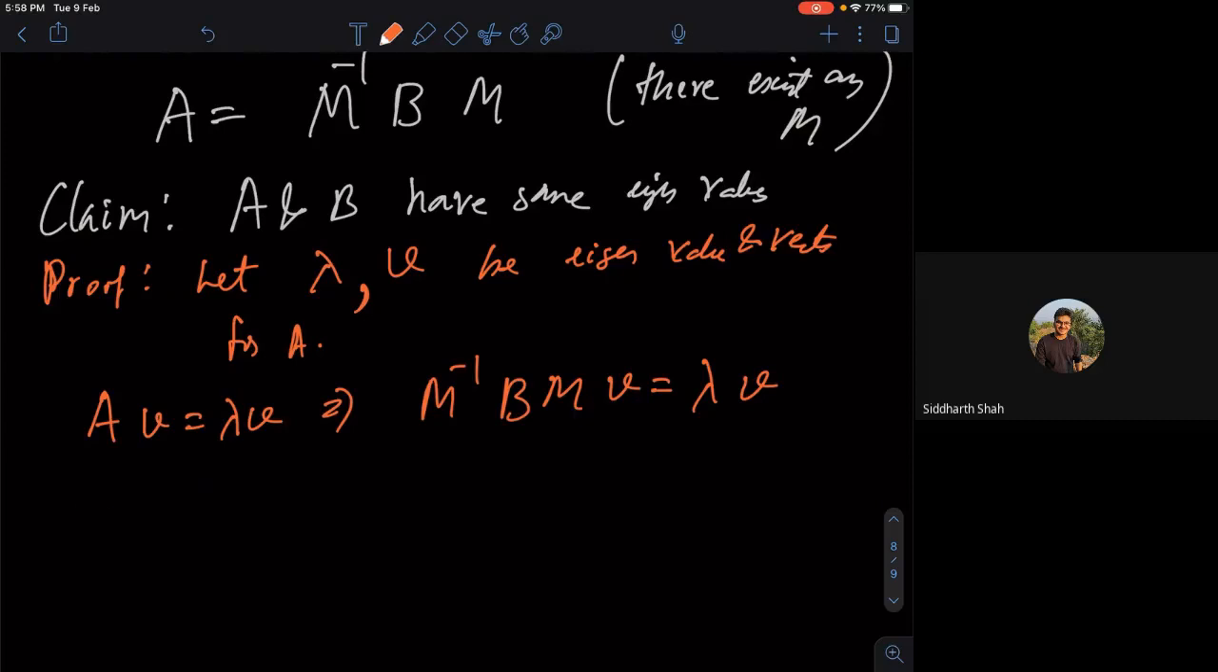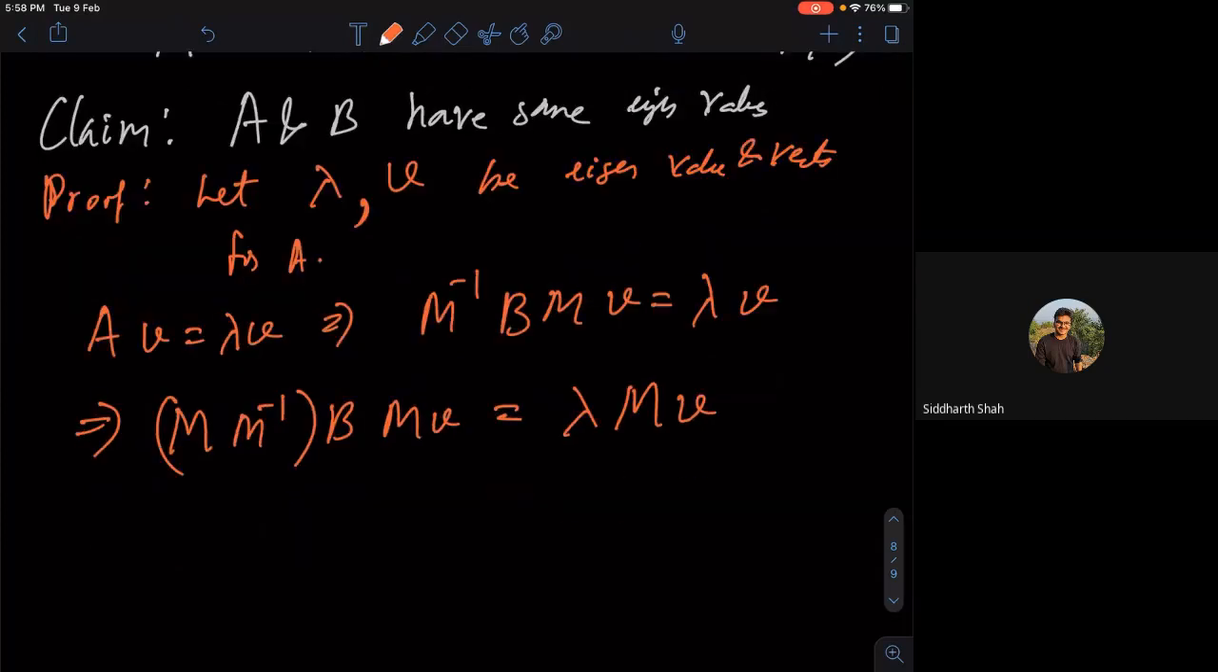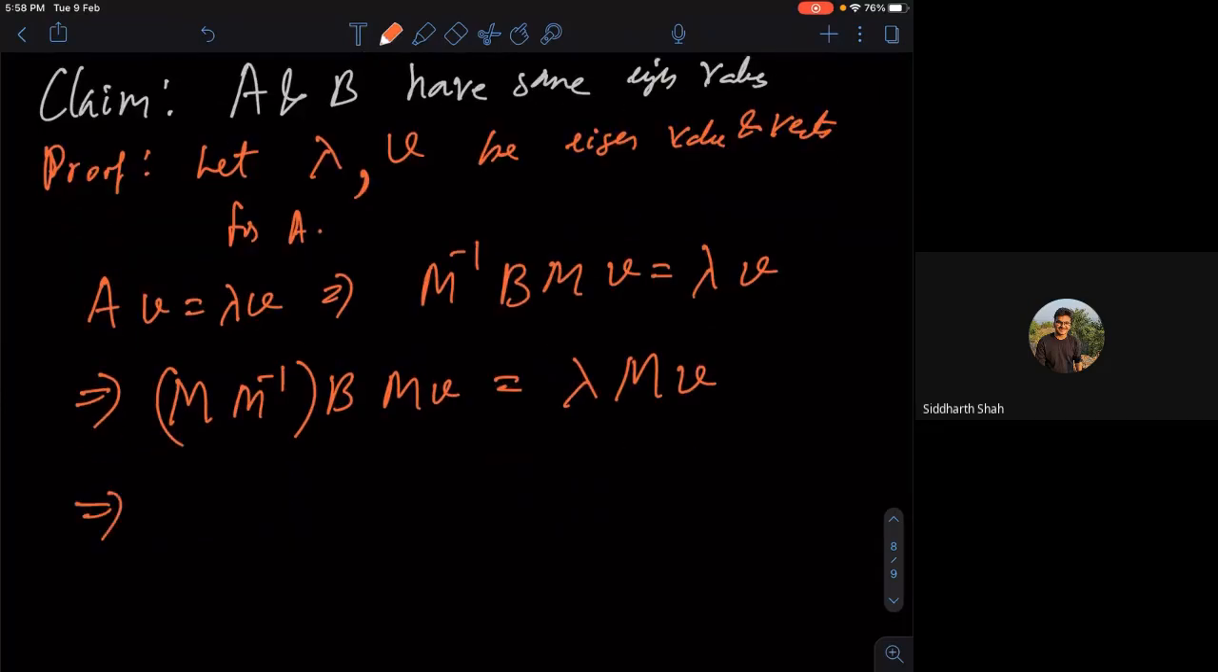Okay. What I'm going to do is multiply M on both sides. On the left, it becomes M inverse B M v, and on the right, it becomes lambda M v. Now M inverse M becomes an identity, so this is the same as B M v is equal to lambda M v. Now, can you see why lambda is an eigenvalue for B?